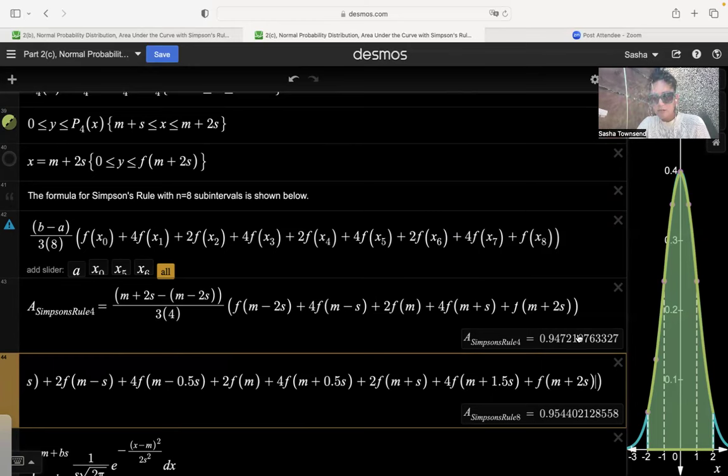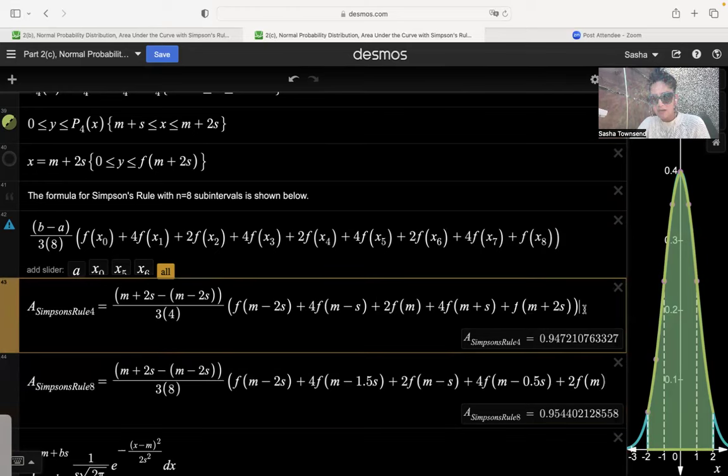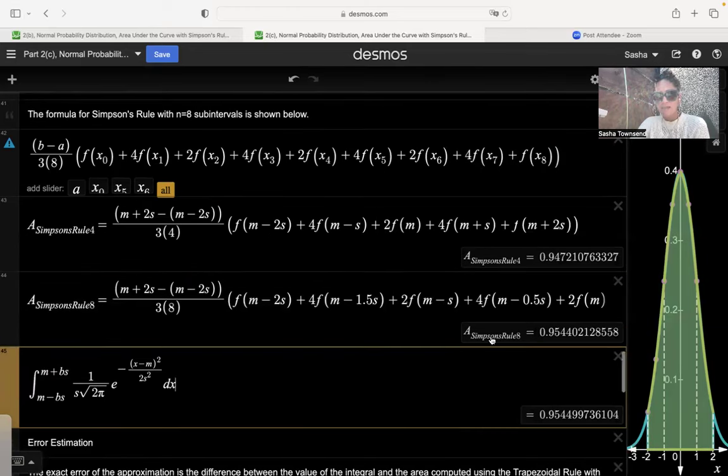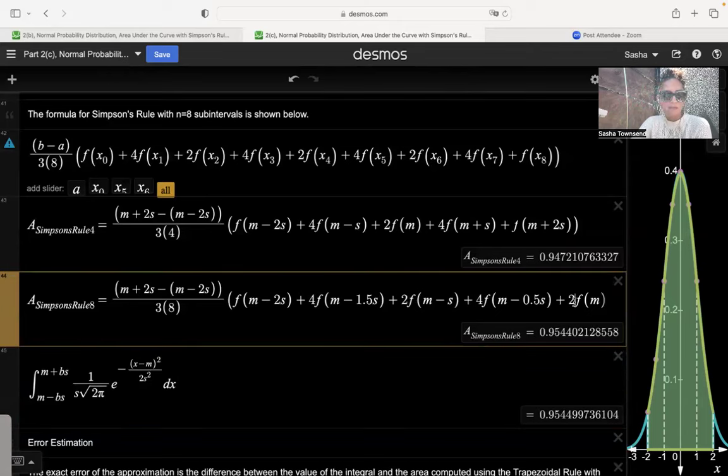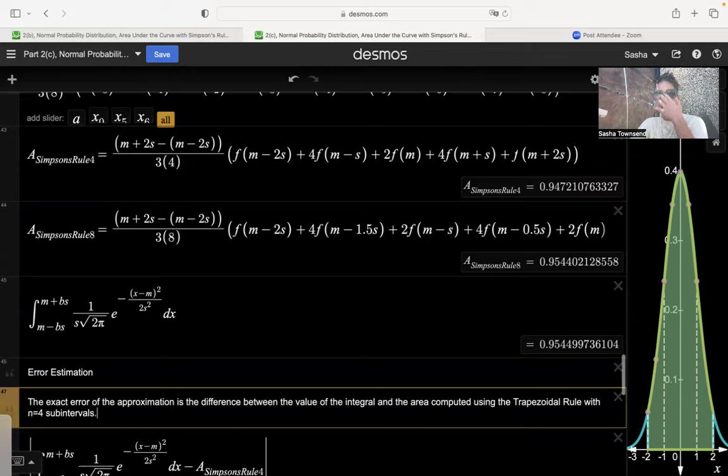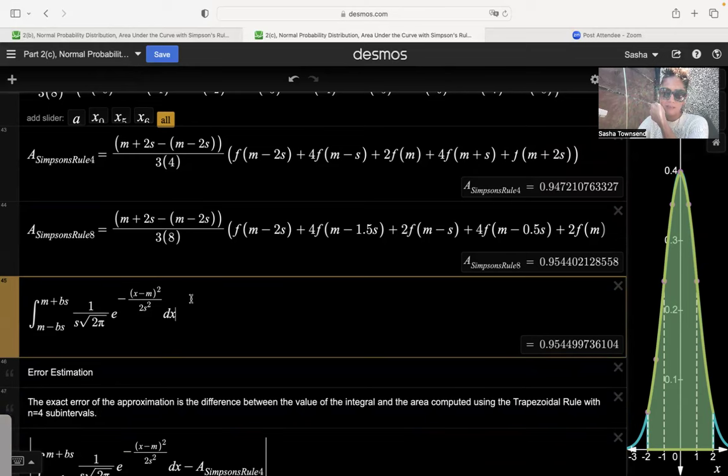And we see with 4 subdivisions, we have 0.94 as the area approximately. And with 8, we've got 0.9544. Now, Desmos already knows how to calculate that, and I believe all of these digits are correct all the way out to here. I don't know how Desmos is calculating that, and I'm actually very curious, but it's giving us an exact answer out to the 12th decimal place.